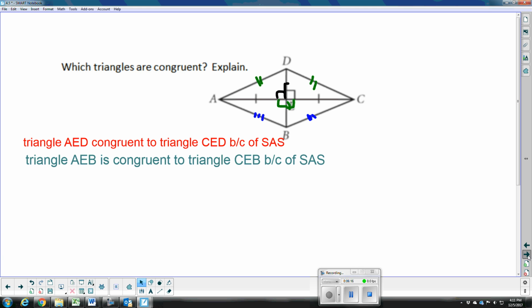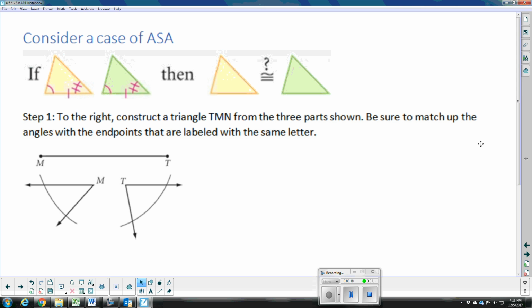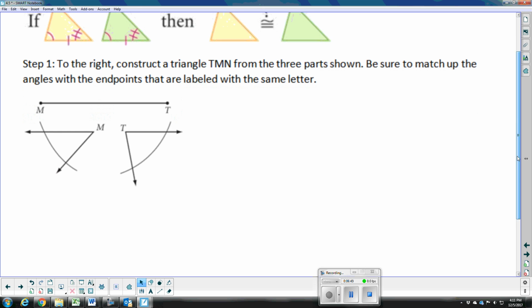Okay, so now let's look forward to this first case in this lesson. Let's consider a case of angle side angle. That means you have two pairs of angles in your two triangles that are congruent, and then you also have an included side. So let's construct this. It says to the right, construct triangle TMN from the three parts shown. Be sure to match up the angles with the endpoints that are labeled with the same letter. So that's an important piece here.